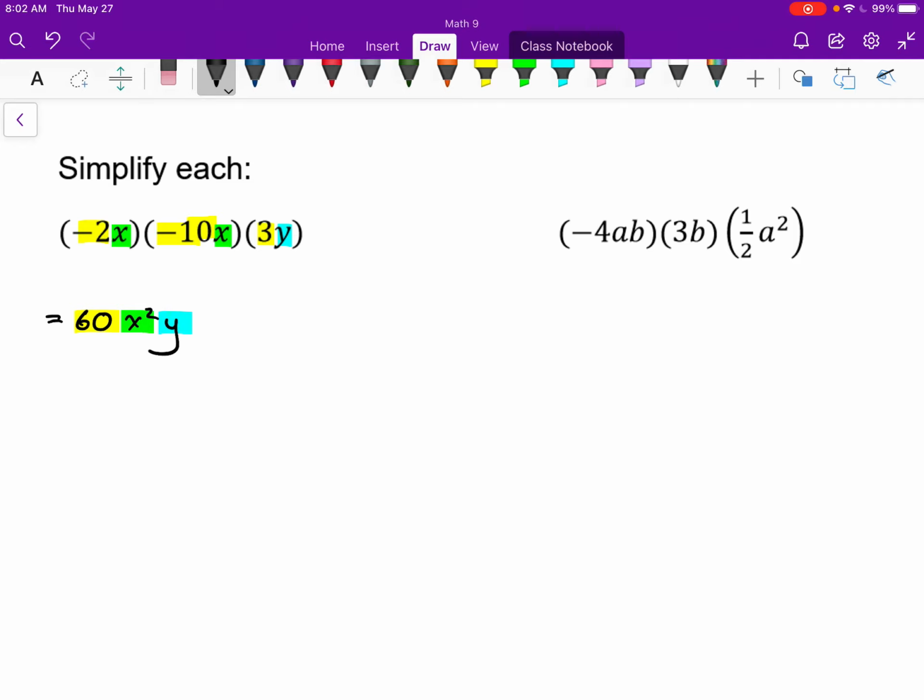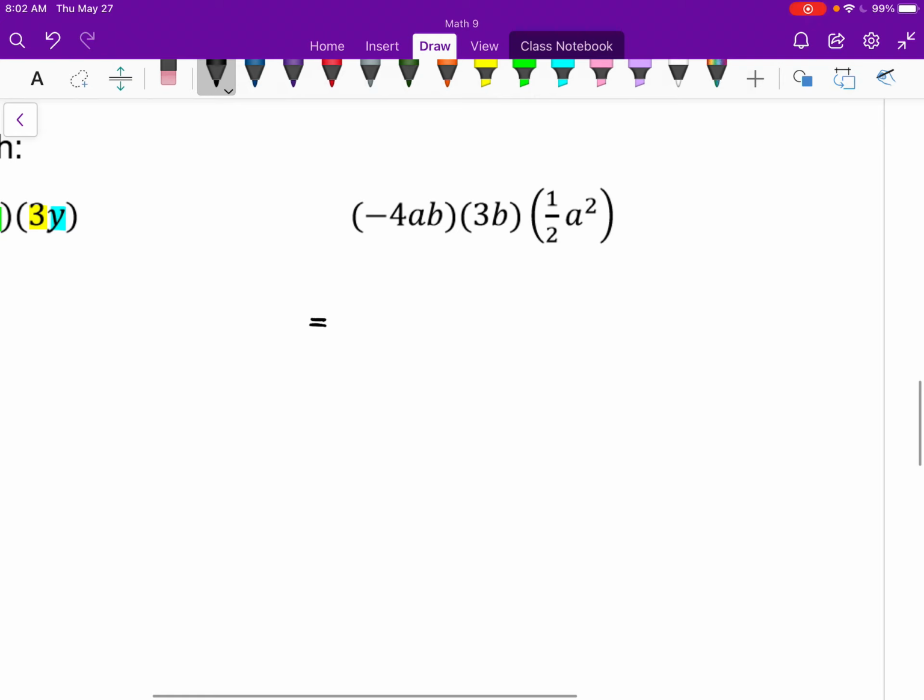So for my last one, again, I'll look at my coefficients first. So negative 4 times 3 is negative 12 times a half. Well, you could literally make it look like a couple fractions, but multiplying by half is the same as dividing by 2. Finding half of a number is the same as dividing a number by 2, cutting it in half. So negative 12 times a half is negative 6. So all my coefficients together are negative 6.